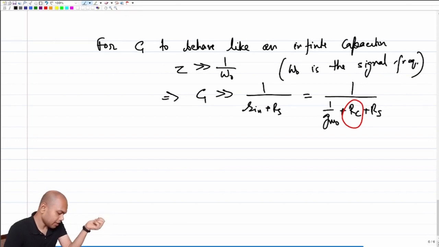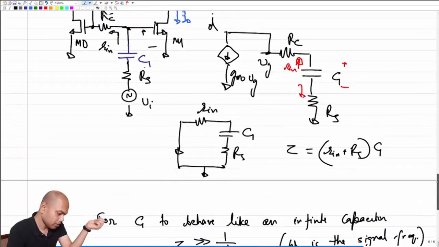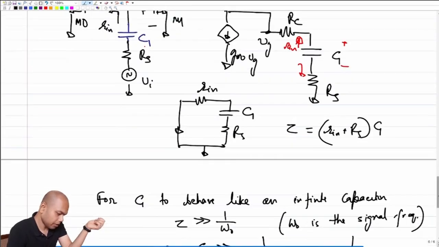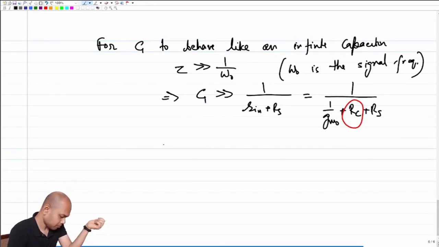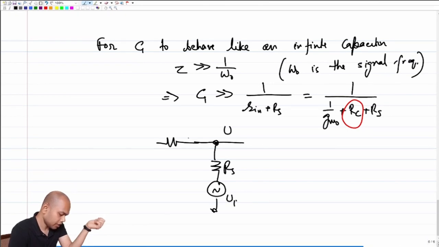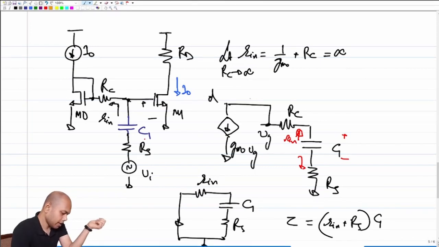Okay. So if C1 acts like a short circuit, what does the incremental picture look like now? Let me sketch that incremental picture again. This side becomes RS and this is VI. This is the node that I am interested in, because I have M1 here. On the left side, I have RC, and I have this contraption of this transistor whose gate and drain are connected.